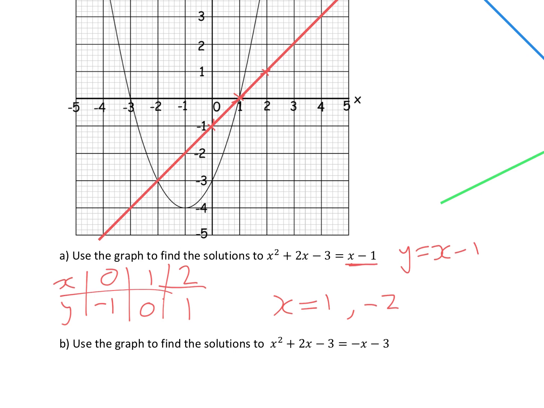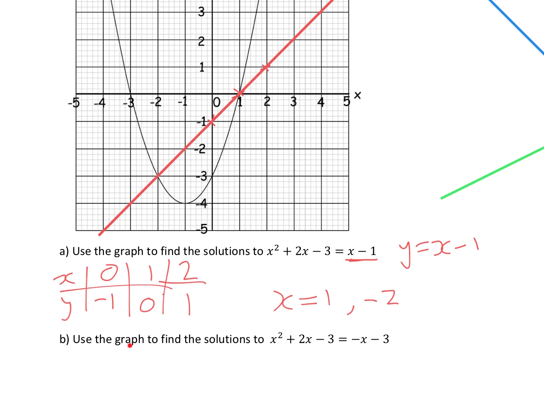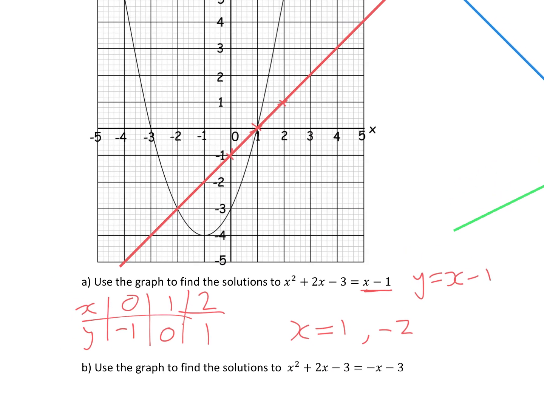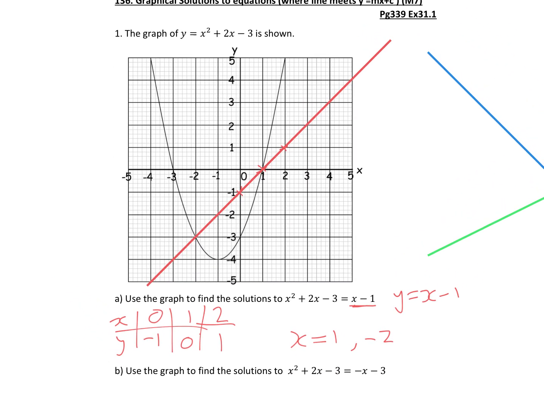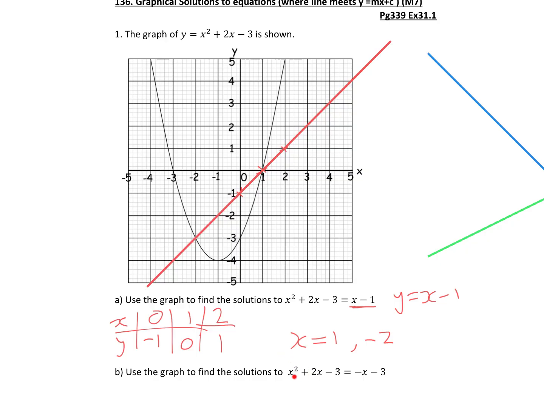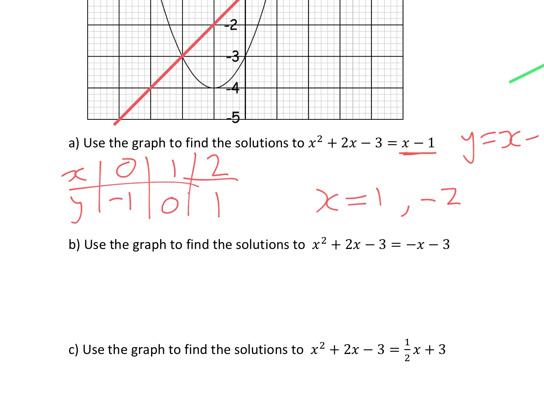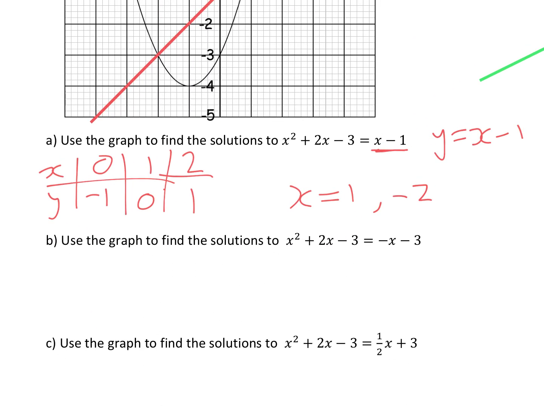Okay, let's do part B. Use the graph to find the solutions to x squared plus 2x minus 3 equals minus x minus 3. Now, important to always look and check that this here is exactly the same as the graph that's been drawn, and it is. So we want to know when is the graph equal to minus x minus 3? So when is y equal to minus x minus 3?